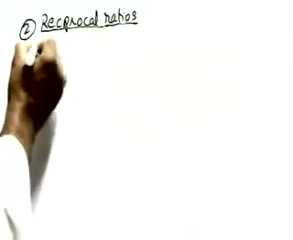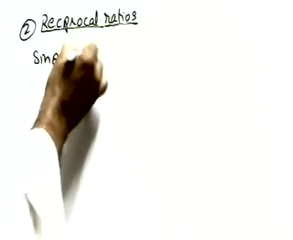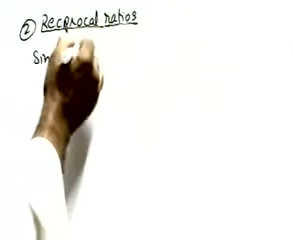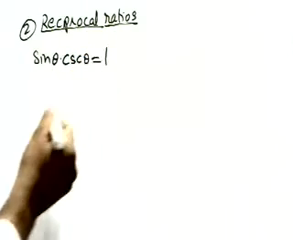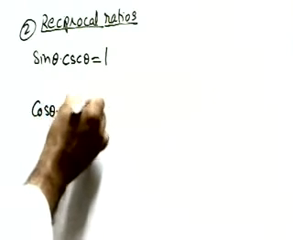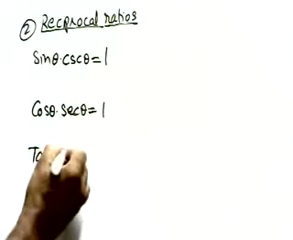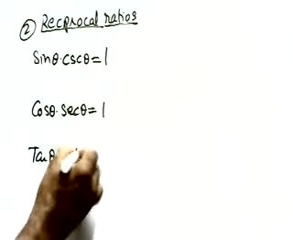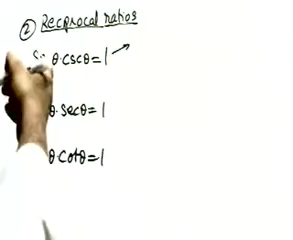Now let us see reciprocal ratios. Just now we have seen sine theta. Its reciprocal will be cosec theta, which can be shortly written as CSC. If we multiply these two, we get 1. In the same way, cos theta and its reciprocal secant theta multiply to 1. And tan theta and its reciprocal cot theta, if we multiply, we get 1.